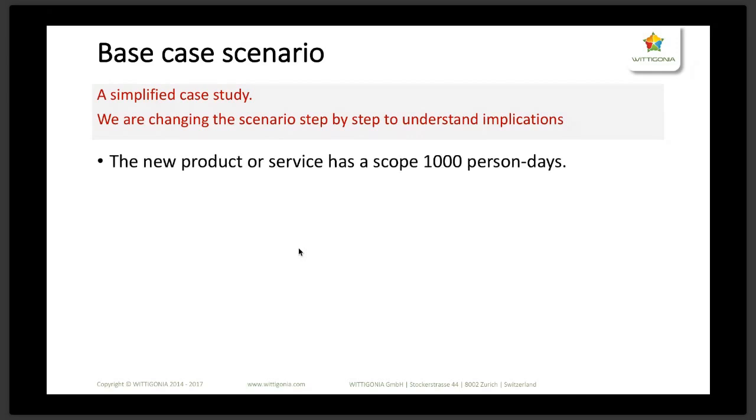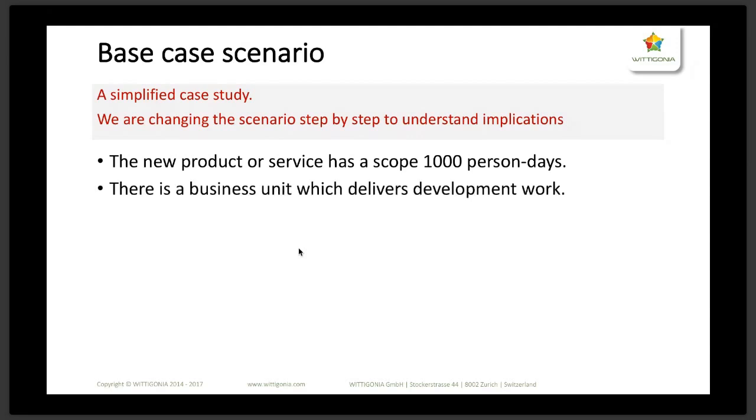So let's assume, for example, that we are developing a new product or service, which has a scope of 1,000 person days. Which means basically that we can have, let's say, 100 people working for 10 days or one person working for 1,000 days, whatever the strategy is. But there's only so much work that we can accomplish, of course, because of resource constraints. So we have to pay attention to that.